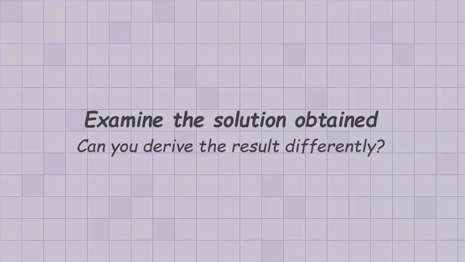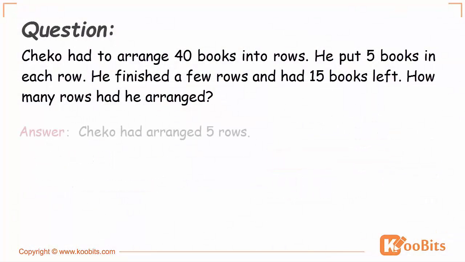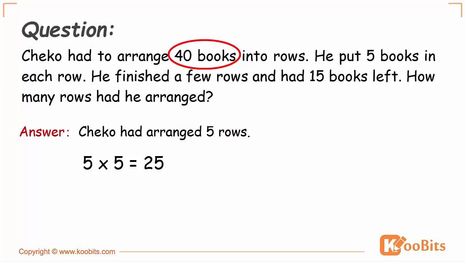Let's move on to check our answers and ensure they are correct. From our answer, we know that 5 rows of books had been arranged. From the question, we know that Chico put 5 books in each row. The number of books arranged into rows is equal to 5 multiplied by 5 equals 25. From the question, we know that Chico had to arrange 40 books.